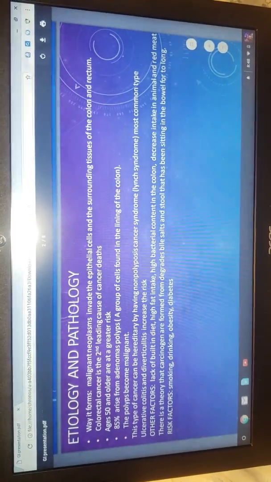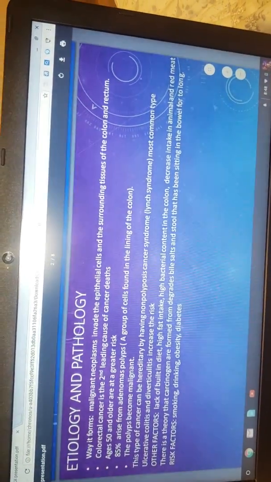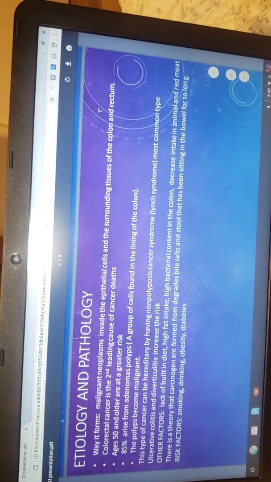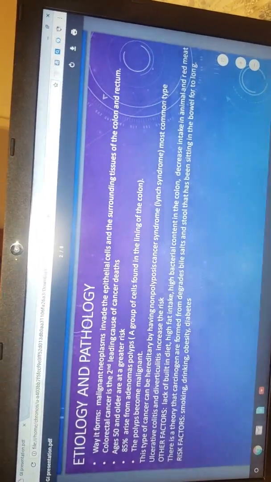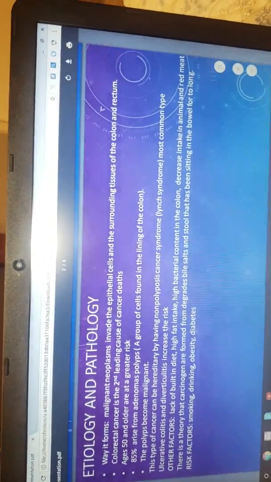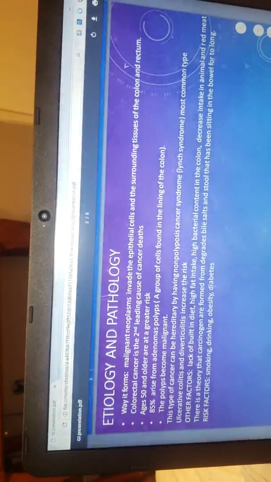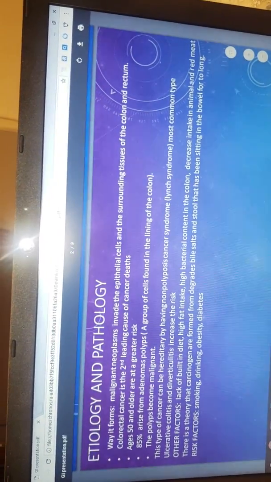First slide is etiology and pathology. There are different ways that it can form. Malignant neoplasms invade the epithelial cells in the tissues in the colon and rectum. This is the second leading cause of cancer deaths. As it said, it usually happens in people who are greater than 50.